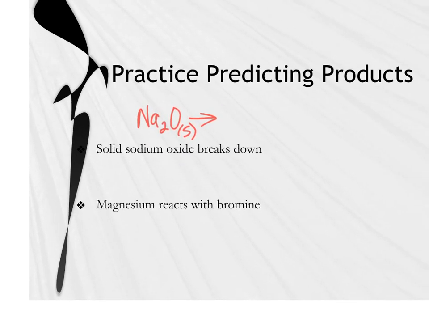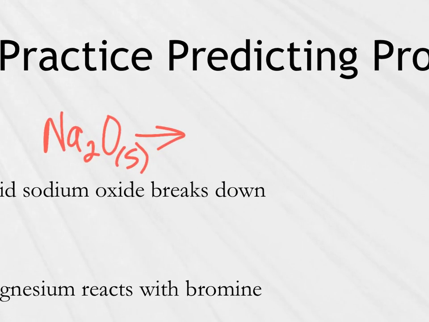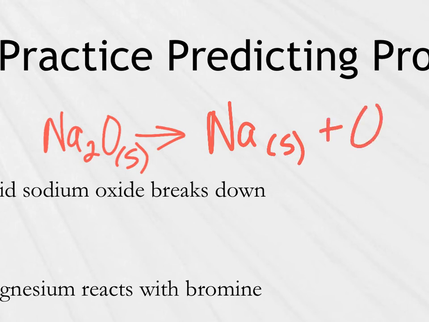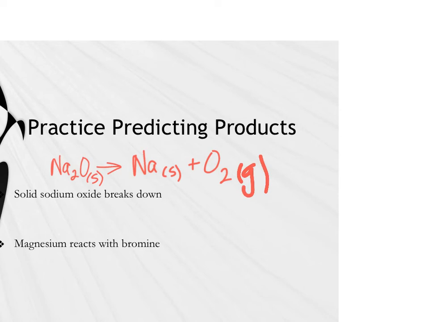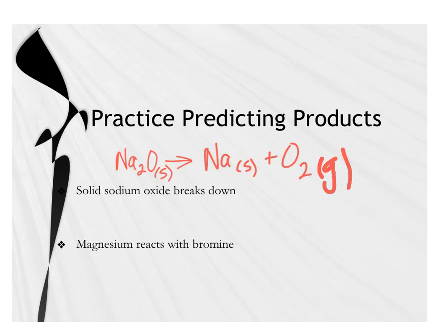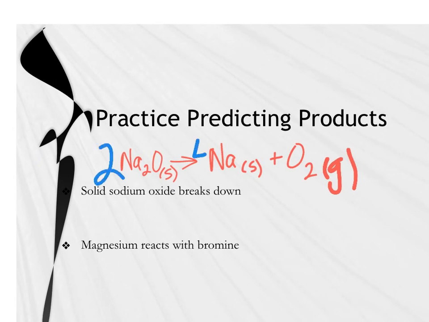Okay, decomposition, we're just going to split this apart. So it's going to become sodium as an element, not as an ion, just the elemental form, plus oxygen. Remember, the oxygen at room temperature is a gas. Okay, to balance it, we're going to put a 2 here and a 4 here, and it's all balanced. I know, it makes you sick. Sorry. But you will be able to do it like that with practice.